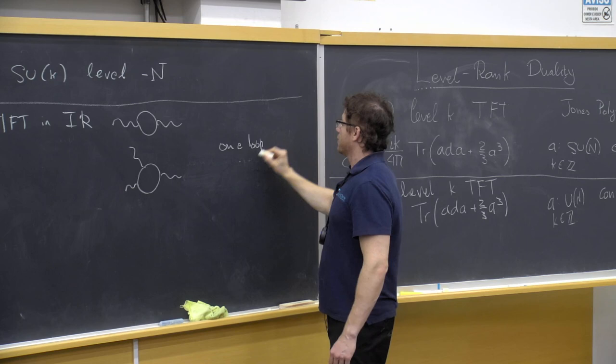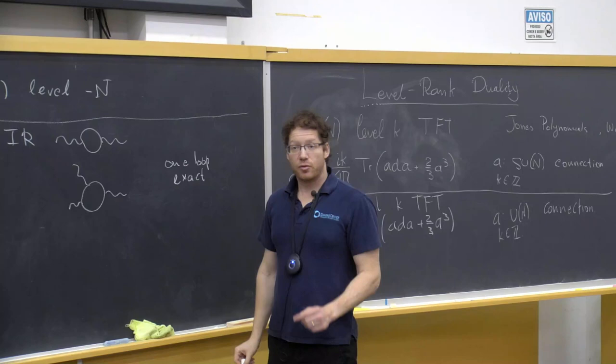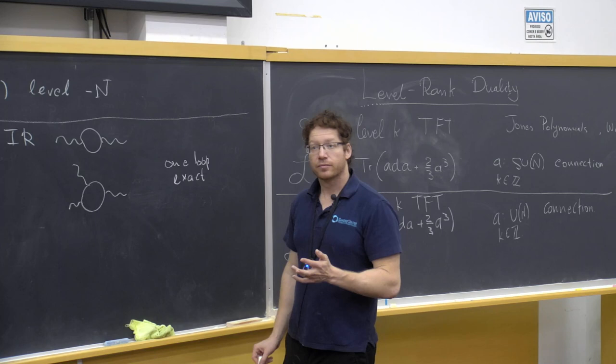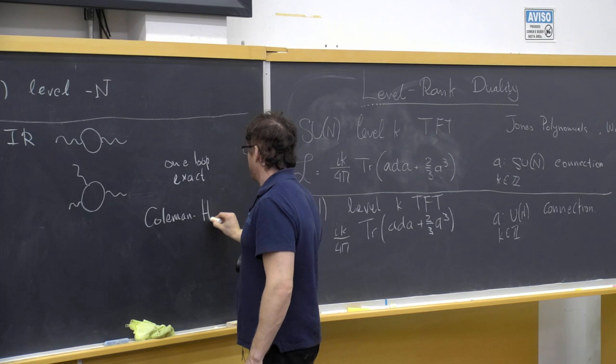If you want to see the proof for why this one loop shift is exact, there is a beautiful paper from the 70s, essentially a one-line proof by Coleman and Hill. They give a very nice proof that it's one loop exact.